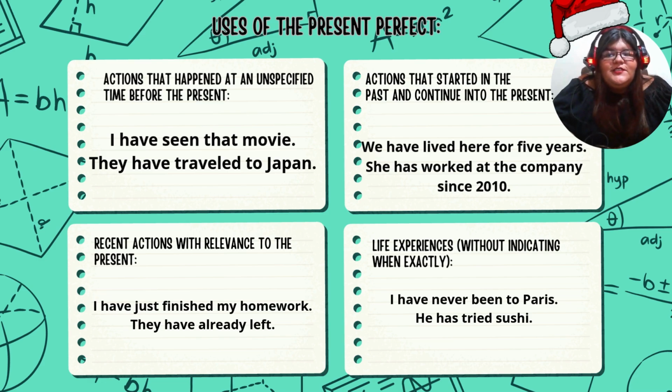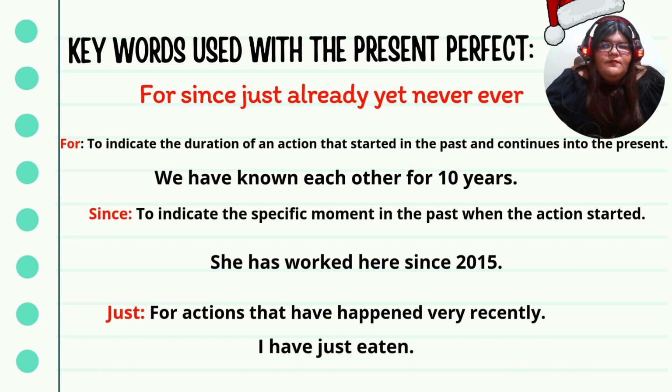Let's see more uses. Recent actions with relevance to the present. I have just finished my homework. They have already left. Then we have life experiences without indicating when exactly. I have never been to Paris. He has tried sushi.